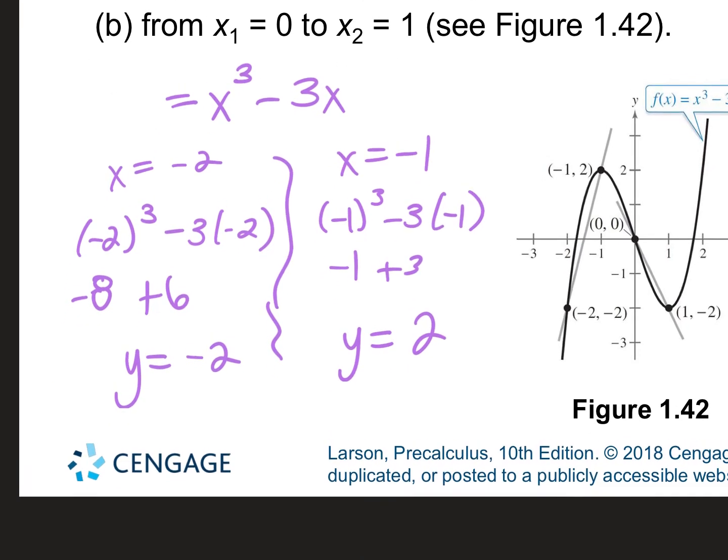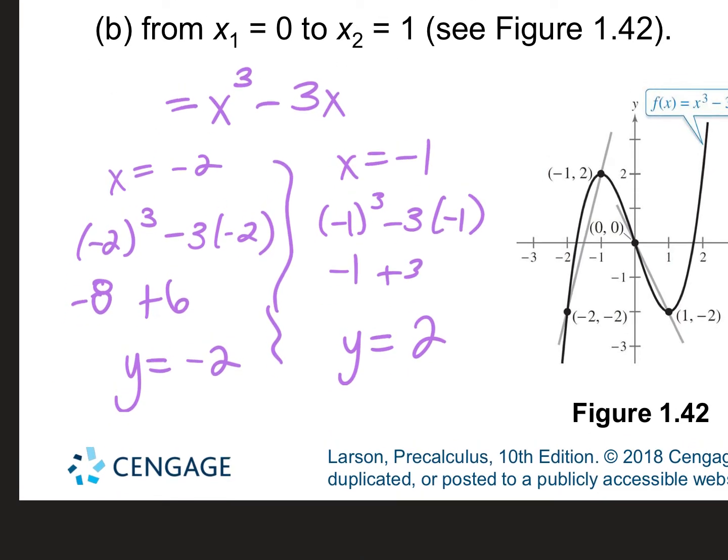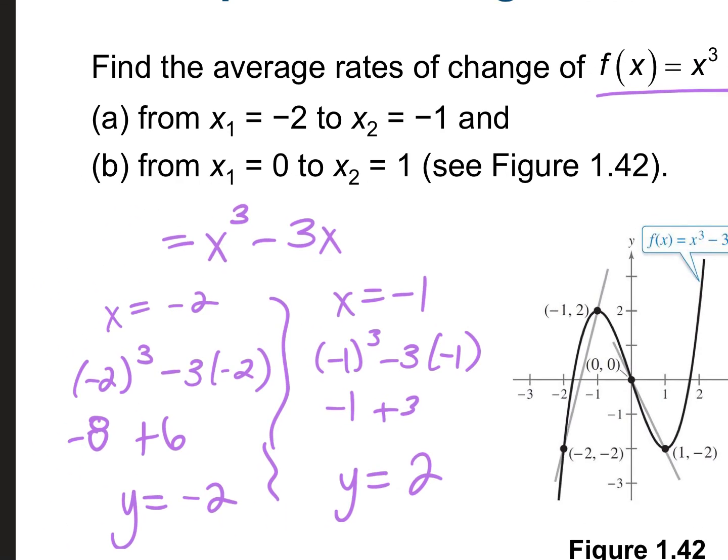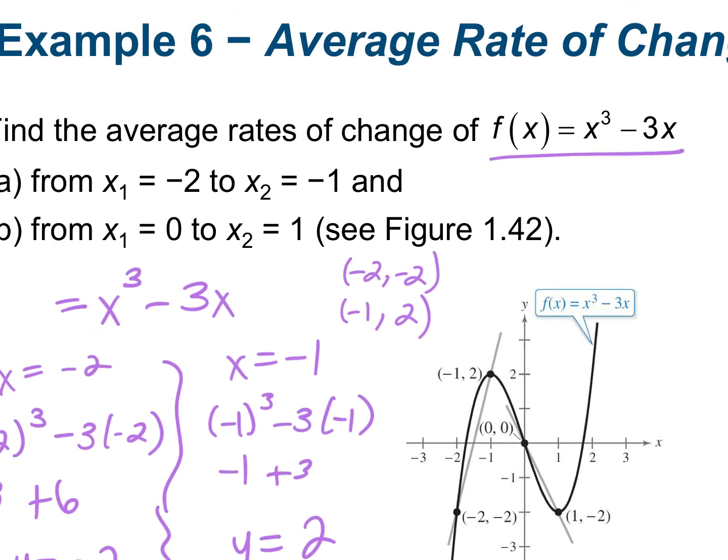All right, well, how did that help us? Did that tell me the average rate of change? It gave me 2 points, didn't it? It gave me the points (-2, -2) and (-1, 2). Average rate of change, guys, is a broader term, because we can use it for any function, but you just find the slope. Use the slope formula, y2 minus y1.